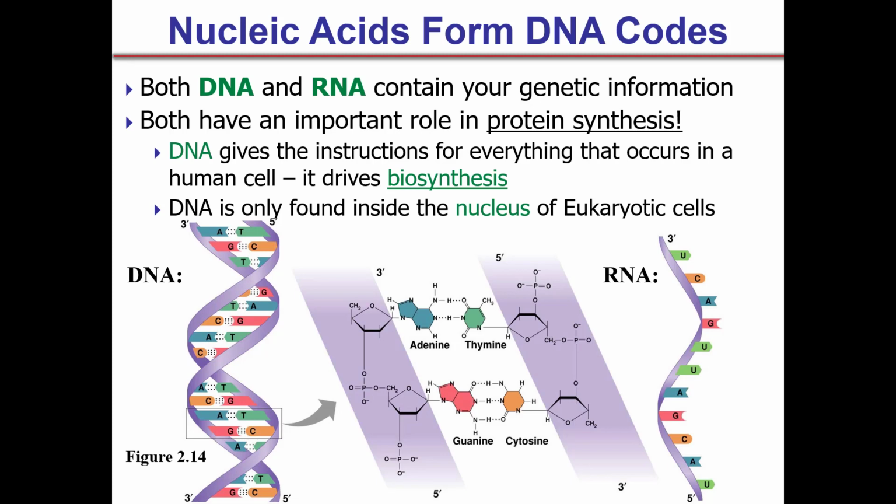RNA, however, can leave the nucleus once it's been transcribed, and it goes out and it finds the ribosomes, another organelle we'll look at, and it initiates protein synthesis. So according to the blueprint DNA, RNA goes out and finds a machinery that's involved in protein synthesis.